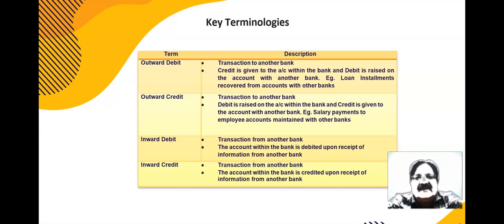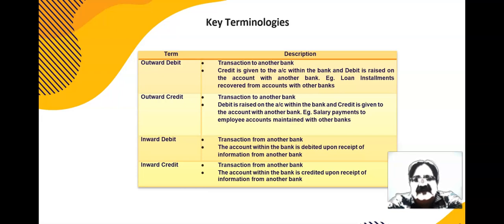Outward debit: transactions to another bank. Credit is given to the account within the bank and debit is raised on the account with the other bank. Outward credit: transactions to another bank. Debit is raised in the account within the bank. Credit is given to the account with the other bank.